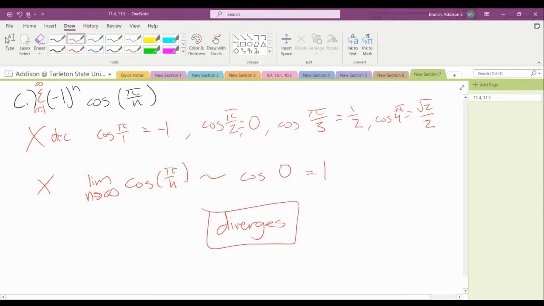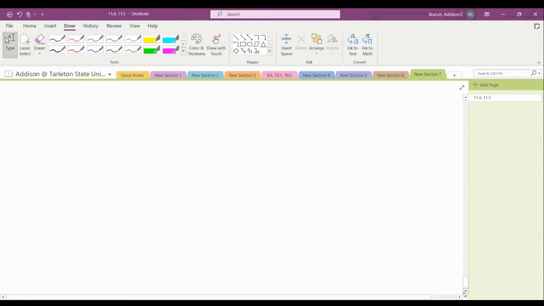All right. So let's briefly talk about estimating sums before we go. Estimating sums with alternating series.